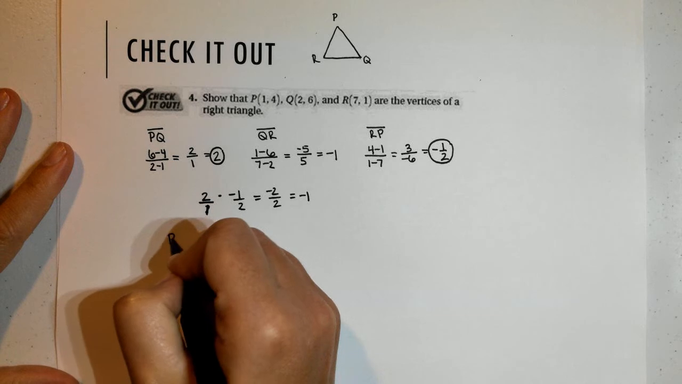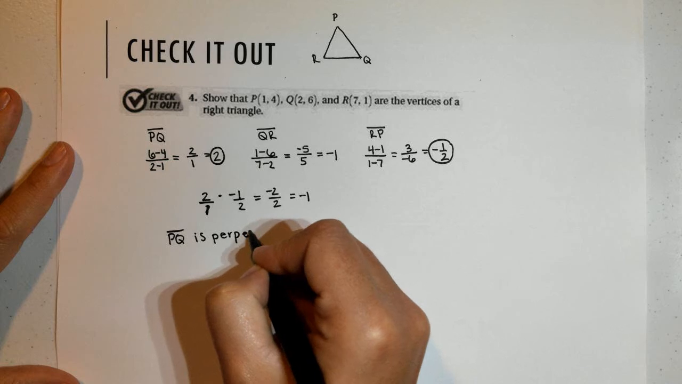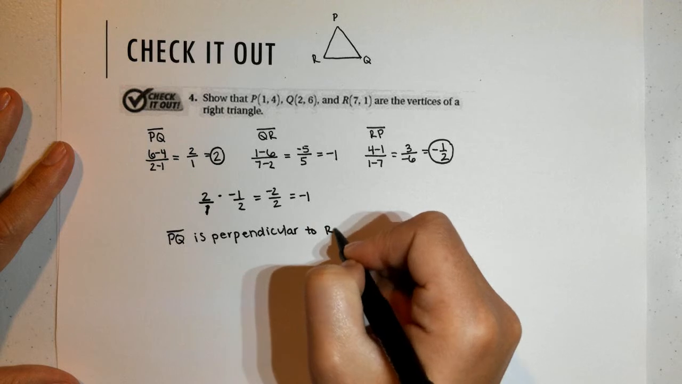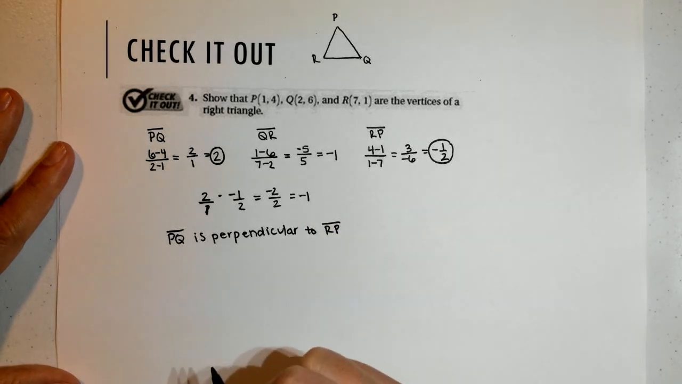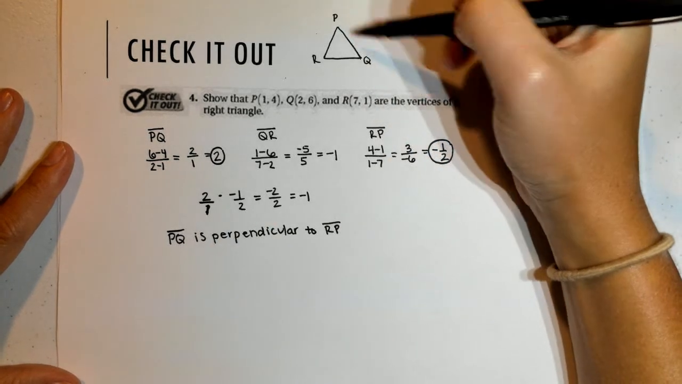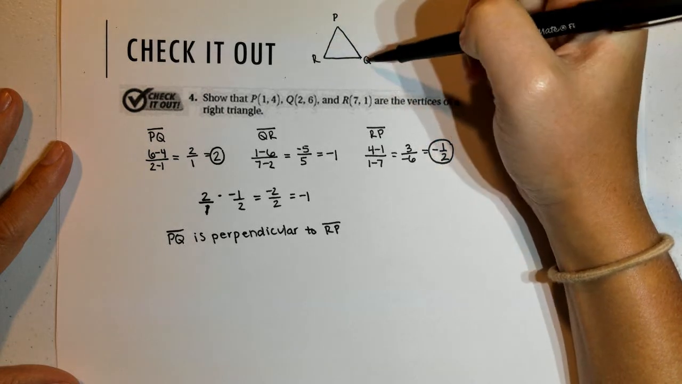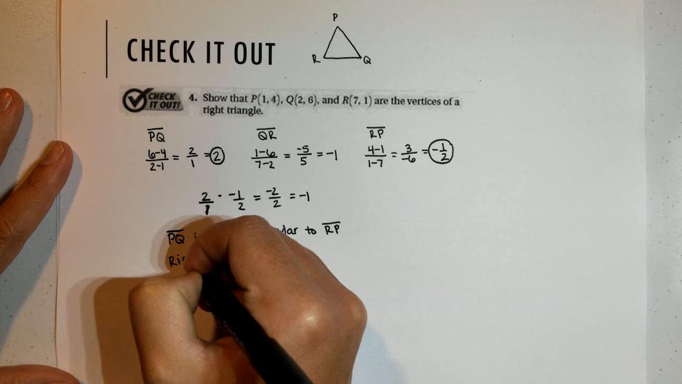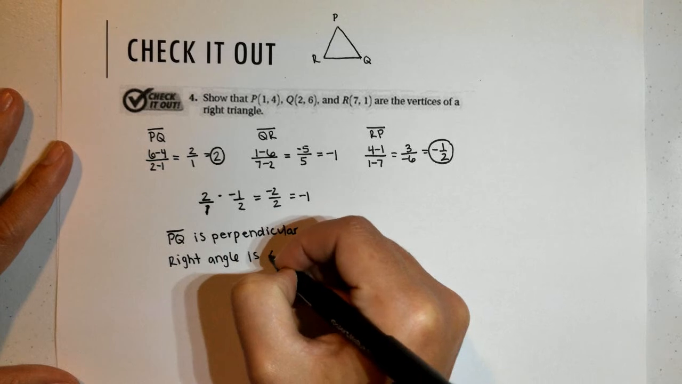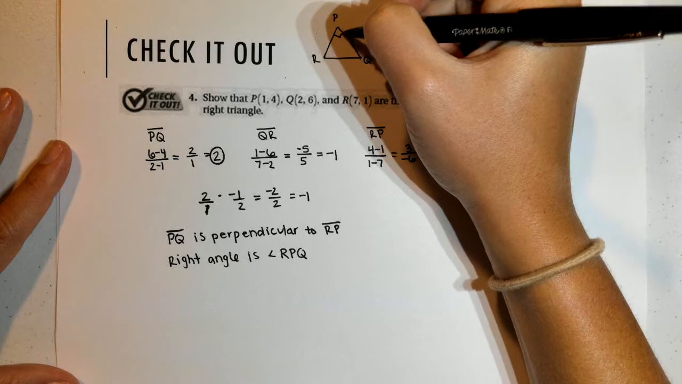So this means PQ is perpendicular to RP. That is where the right angle is going to be. So PQ is perpendicular to RP, and the right angle is angle RPQ. So right here is where that right angle is going to be.